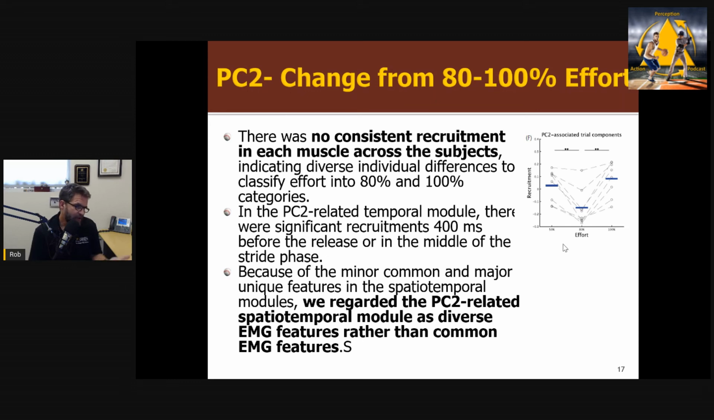So the quote from the paper: we regarded the principal component 2 spatial temporal module as diverse EMG features rather than common EMG features, right? So what they're saying here is these are variant properties. The way that people increase from 80 to 100 is different from individual to individual, right? And the data shows that. Again, if you could see this or you look in the paper, you can see the white dots are not even close to lying on top of each other. They're all over the place, right? People are doing different things as they increase their effort.